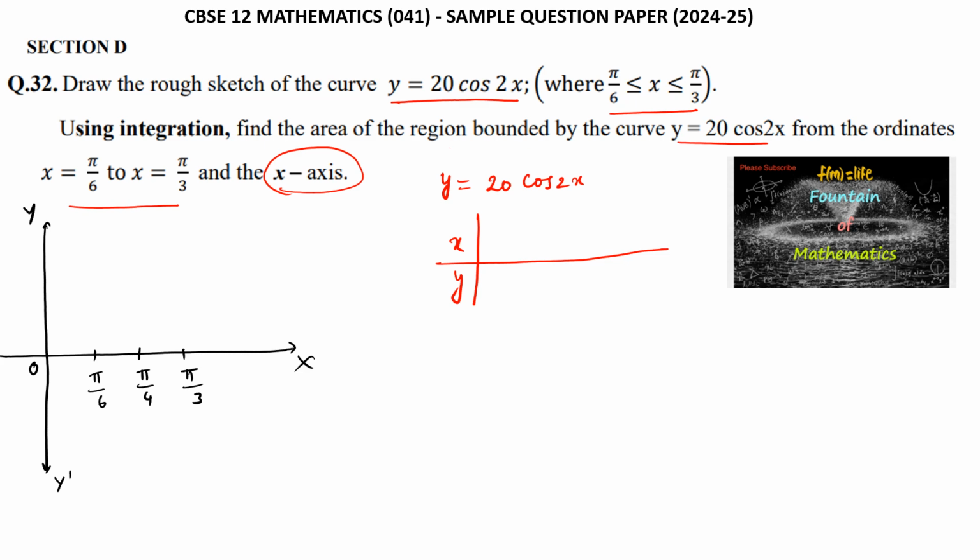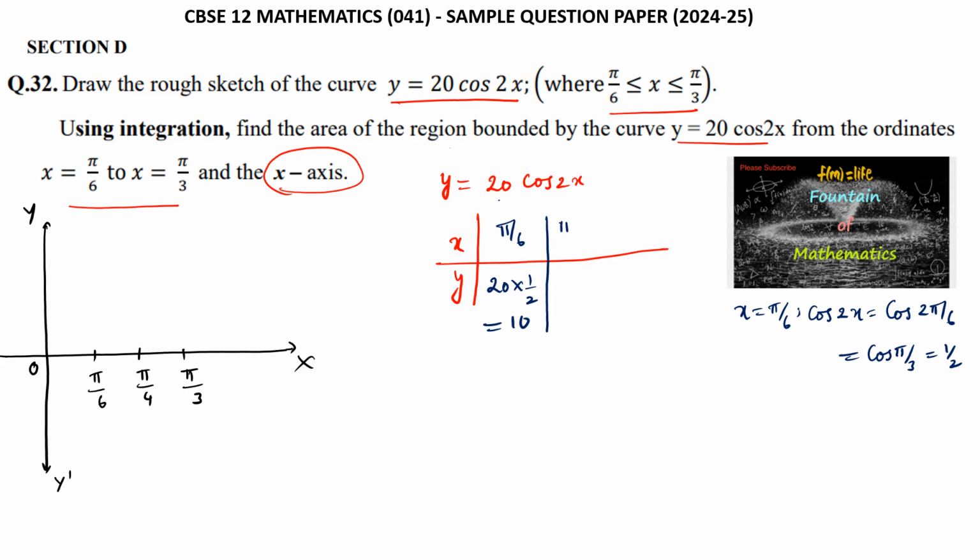When x is equal to pi by 6, cos 2x is equal to cos 2 pi by 6, that is cos pi by 3, which is 1 by 2. So y is equal to 20 times cos 2x, so 20 into 1 by 2, which is equal to 10. So when x is equal to pi by 6, y is 10.